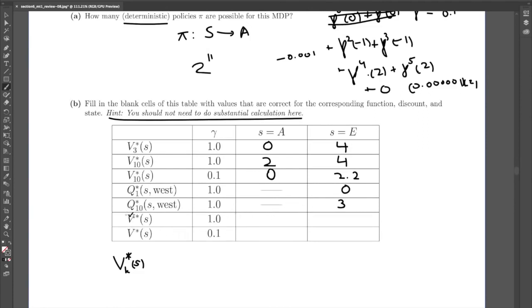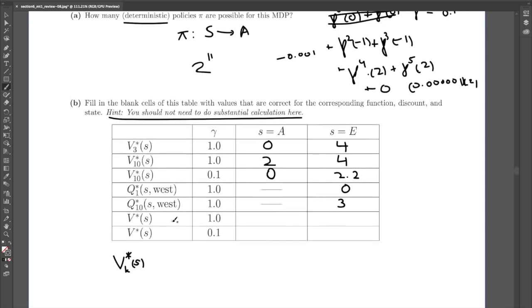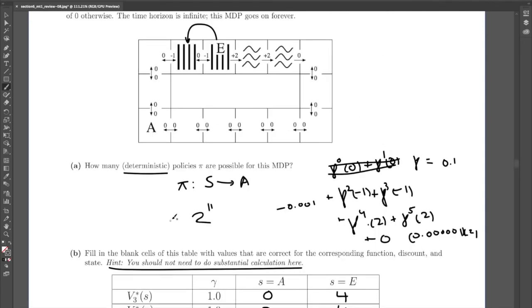Okay, now let's look at the next one, which is V star of S. Now there's no subscript. What does this mean? It just means that we have an infinite horizon. So there's an infinite number of steps that the agent can take, and we're thinking about what is the expected future reward of an optimally acting agent in the long run over infinite number of time steps.